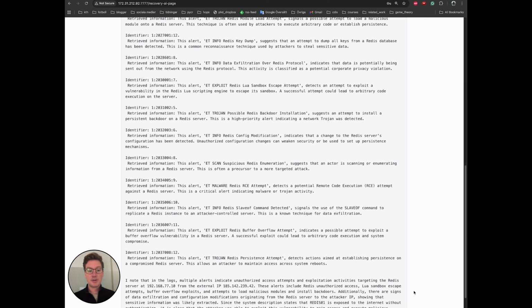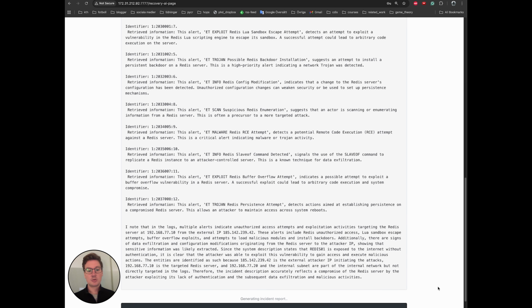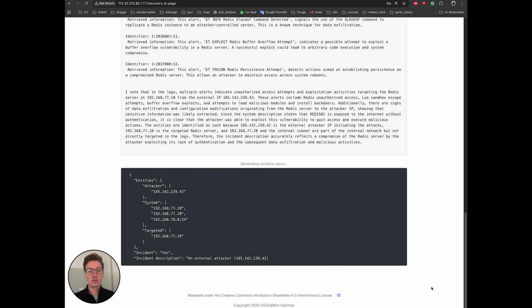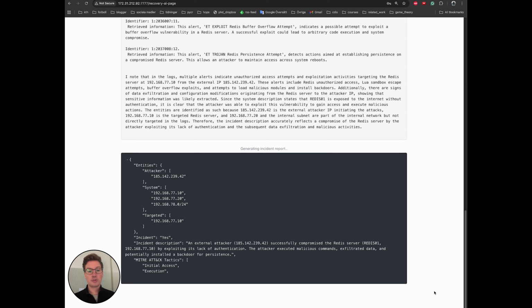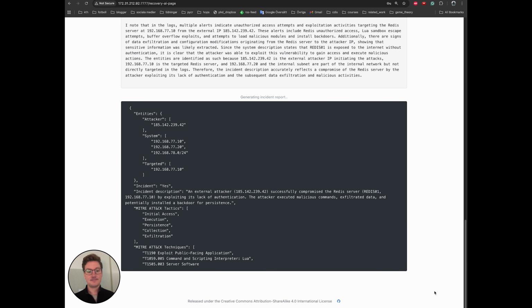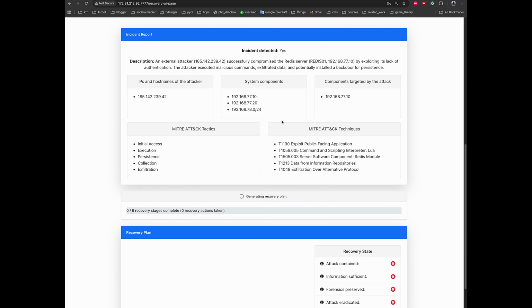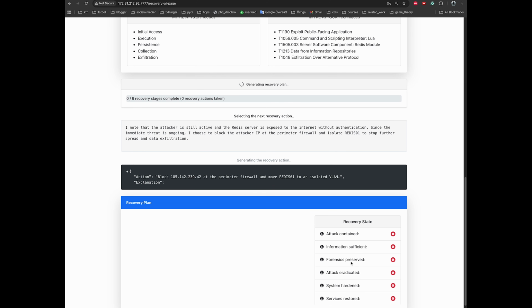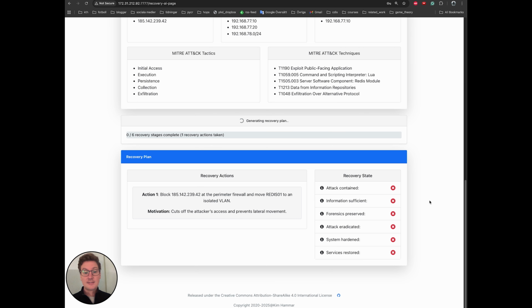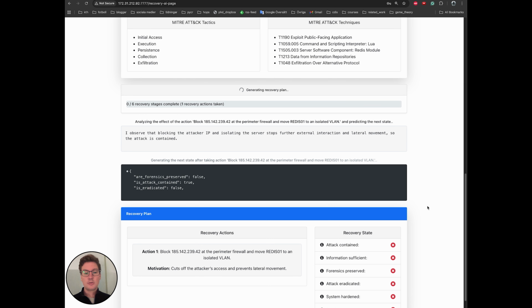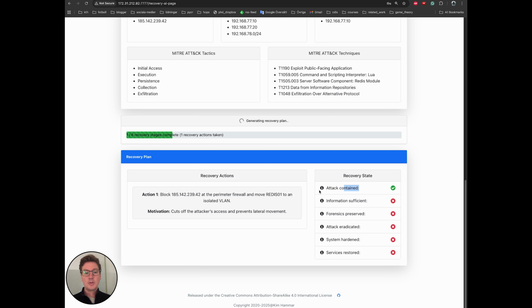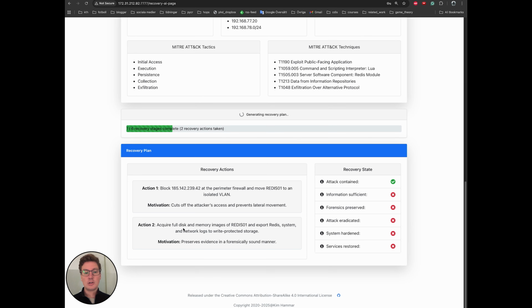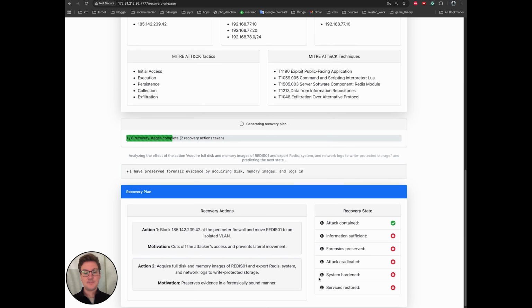Given the retrieved information, the second step is to assess the severity of the incident and generate an incident report using chain-of-thought reasoning. The last step is to generate a sequence of response actions. We do this using a decision-theoretic planning algorithm based on look-ahead optimization.